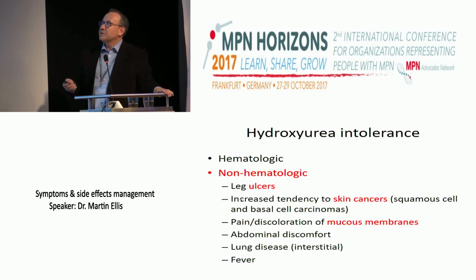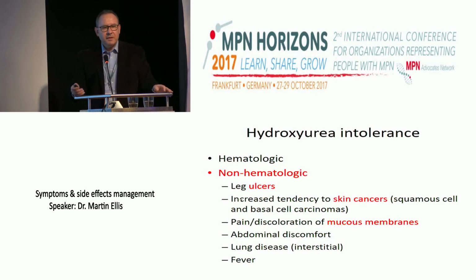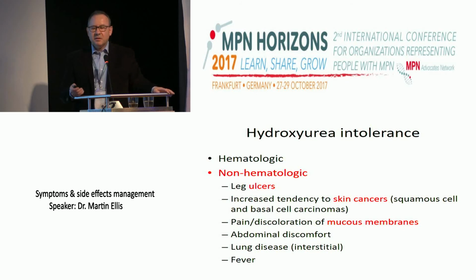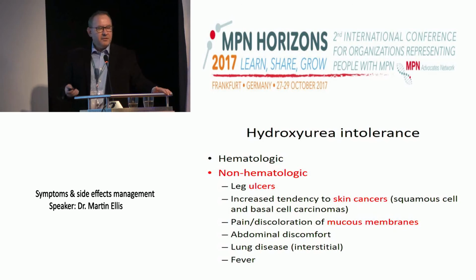Here's hydroxyurea intolerance. We look at it in two terms: hematologic intolerance and non-hematologic intolerance. Basically, hematologic intolerance means low blood counts, leukopenia, anemia or thrombocytopenia that's not acceptable while the patient is on a particular dose of hydroxyurea. The non-hematologic toxicities are listed over here. Really, leg ulcers comes in at number 1. This occurs in perhaps 4 to 6% of patients, and it's an absolute indication to stop hydroxyurea.